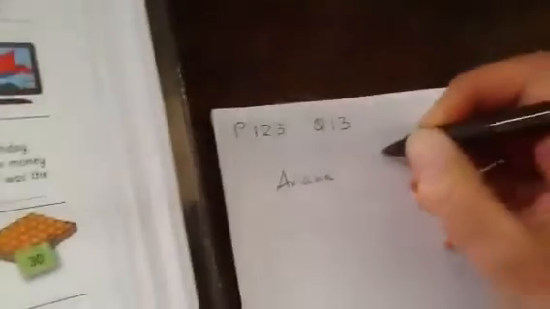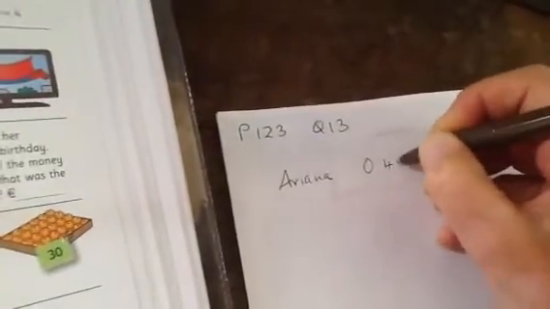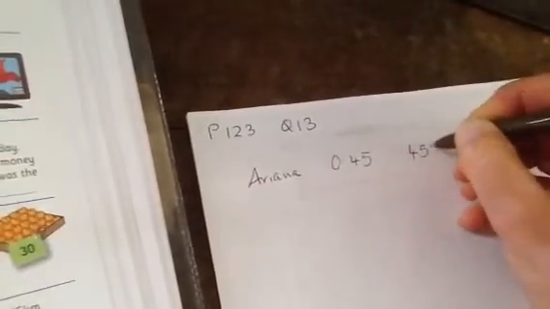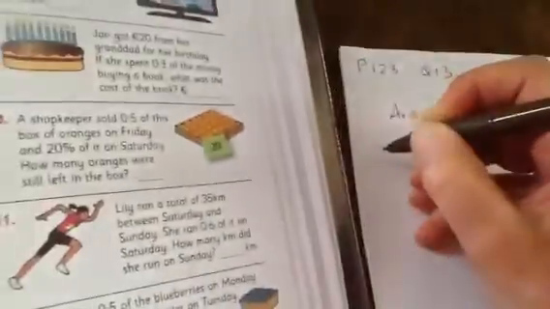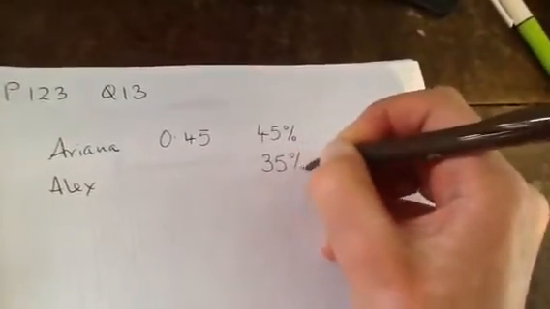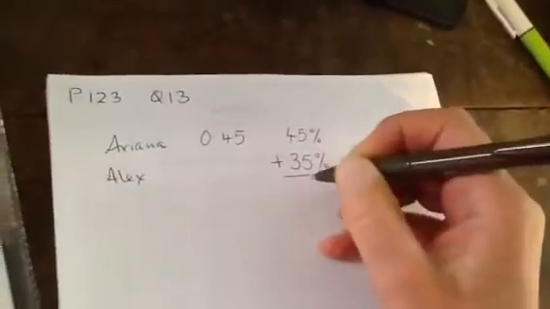Okay, so Ariana ate 0.45. Or if I put that as a percentage, that's 45%. And then Alex, his is already a percentage, he ate 35% of them, so let's put that underneath. So this is all the grapes that were eaten, 45% and 35%. Let's add that and see how many were eaten.